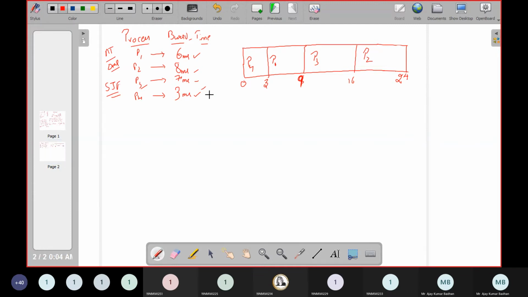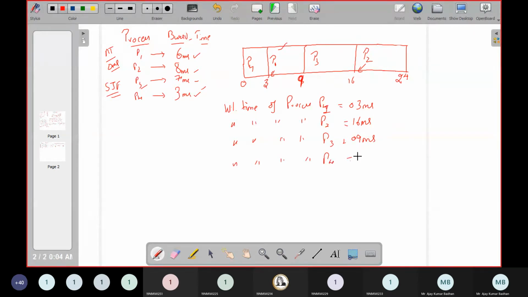Now we will try to find the waiting time. The waiting time of process P1: you can see P1 is executing here, and on the left side we have 3, so 3 milliseconds. The waiting time of process P2, on the left side is 16, so it is 16 milliseconds. The waiting time of process P3 is 9 milliseconds.